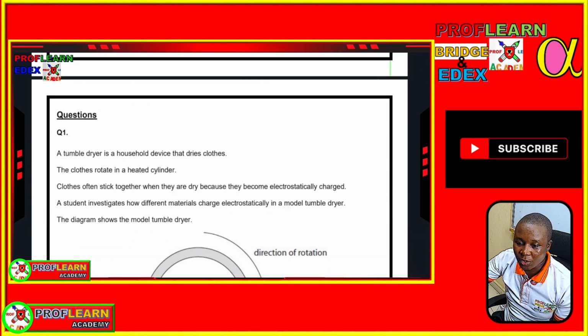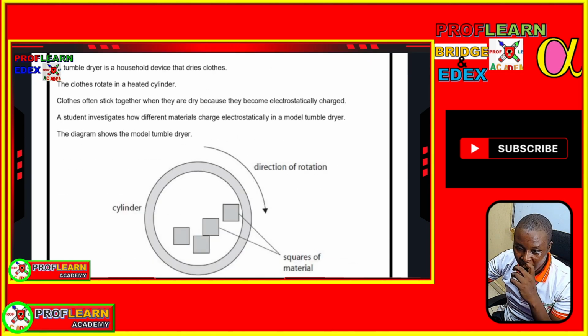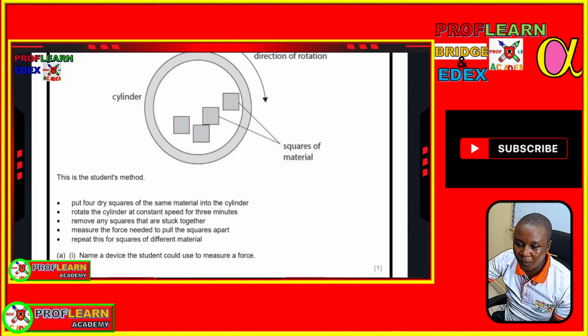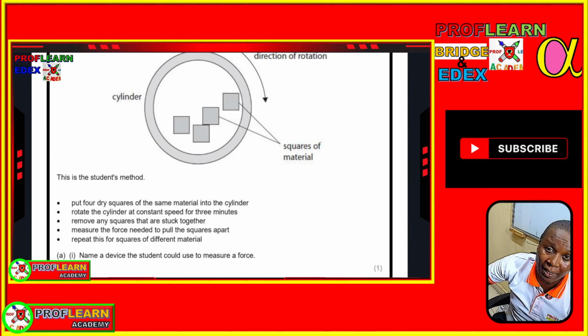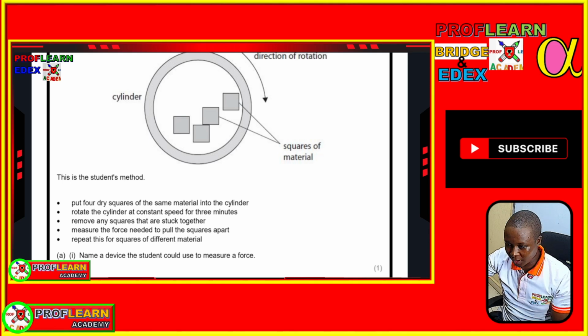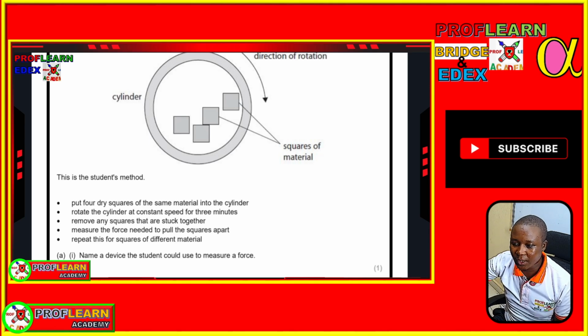We are told that a tumble dryer is a household device that dries clothes, and we are supposed to answer various questions. In the diagram, we have the squares of materials and we have the cylinder which has a rotational motion. We are supposed to name the device the student could use to measure the force. An instrument that can be used to measure force is basically called the force meter or the Newton meter in that particular case.